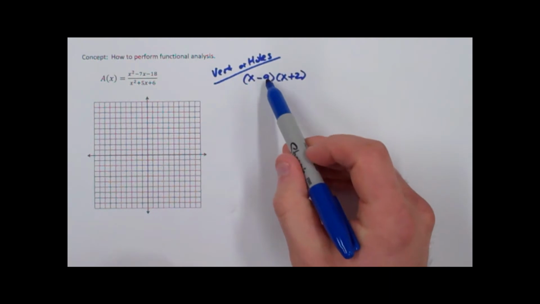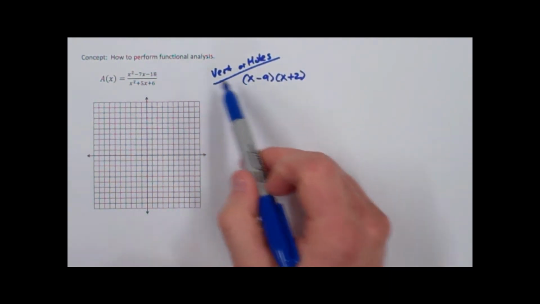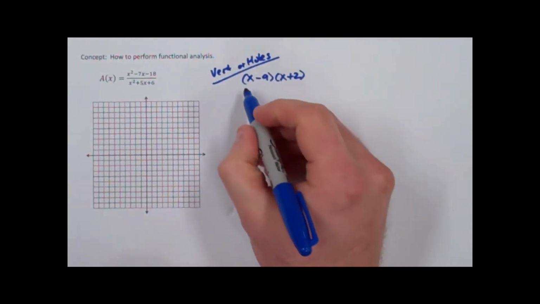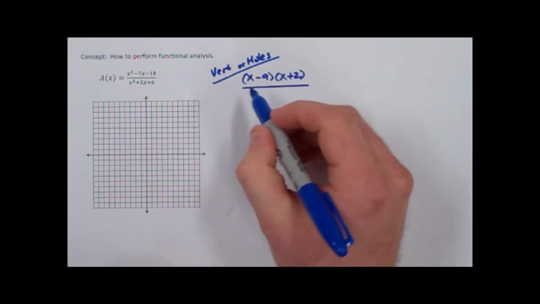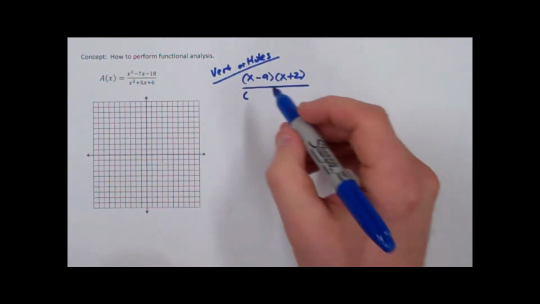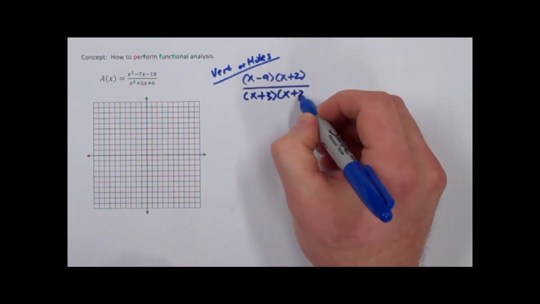And if you need to check, just do your foiling. You can probably do it right in your head. Negative 9 times 2 is negative 18. Negative 9x plus 2x is negative 7x, so we're good to go there. And then in the denominator, we're going to have two numbers that multiply to get 6 but add to get 5, so that would be x plus 3 and x plus 2.